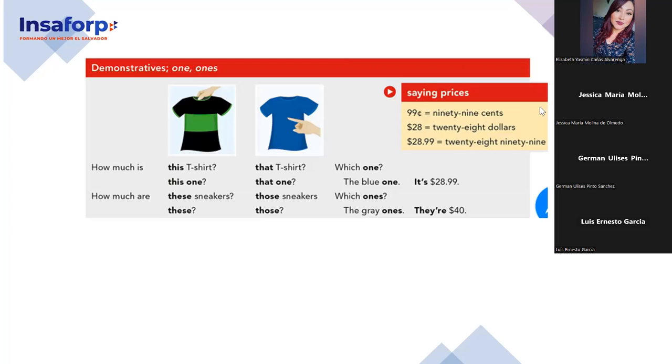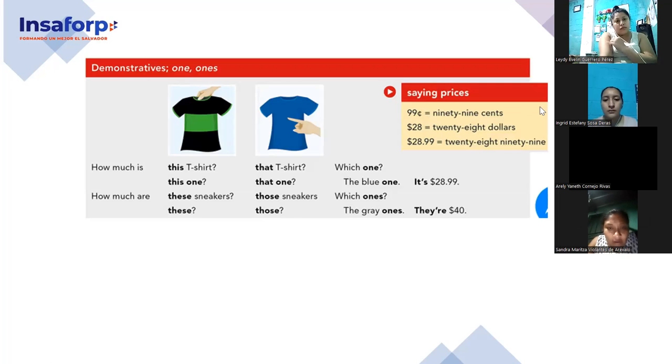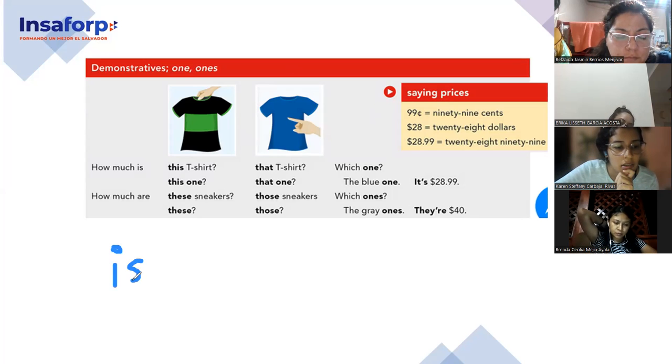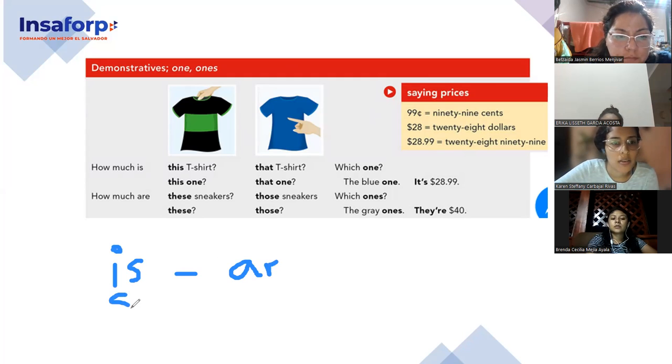Okay, so let's take a look at this grammar part. The first thing, you need to identify which one is singular and which one is plural. What is the verb to be, Karen, that we have for singular? When you talk about something singular, Karen, which verb to be do you use? Is. Very good. So is is singular. And which one is plural, Karen? Are. Exactly. So are is plural.